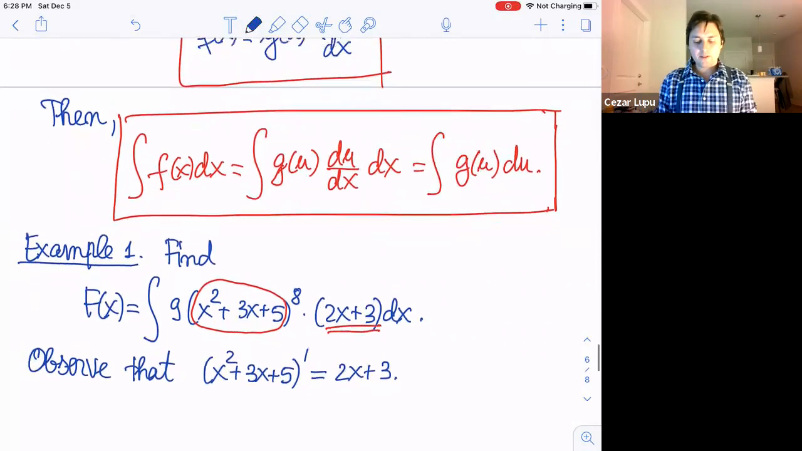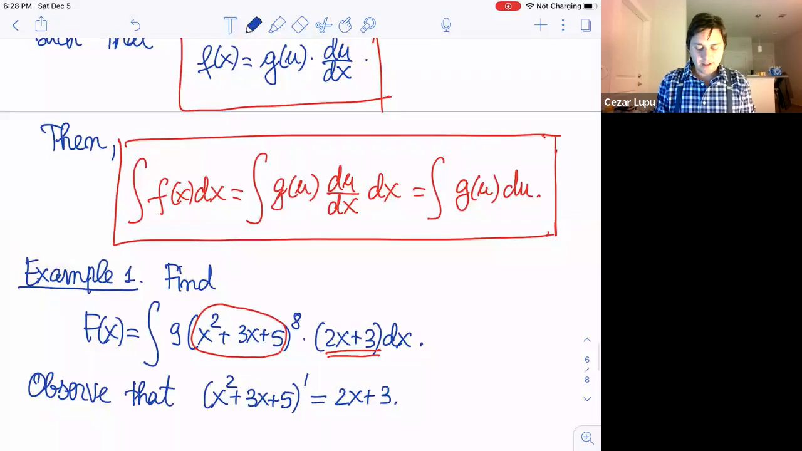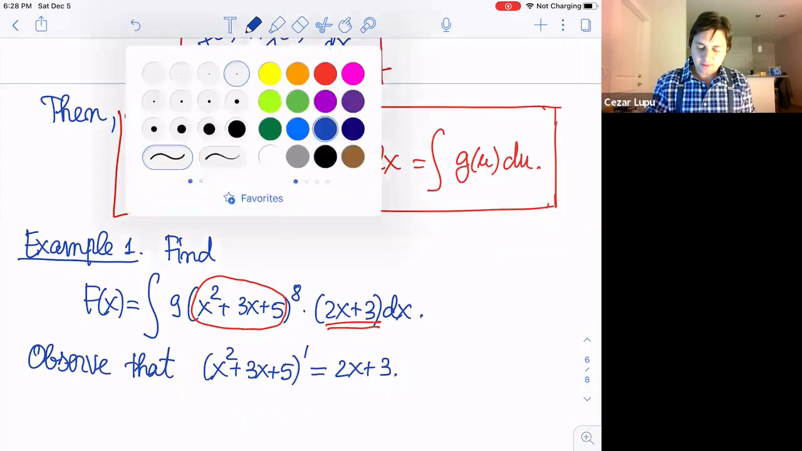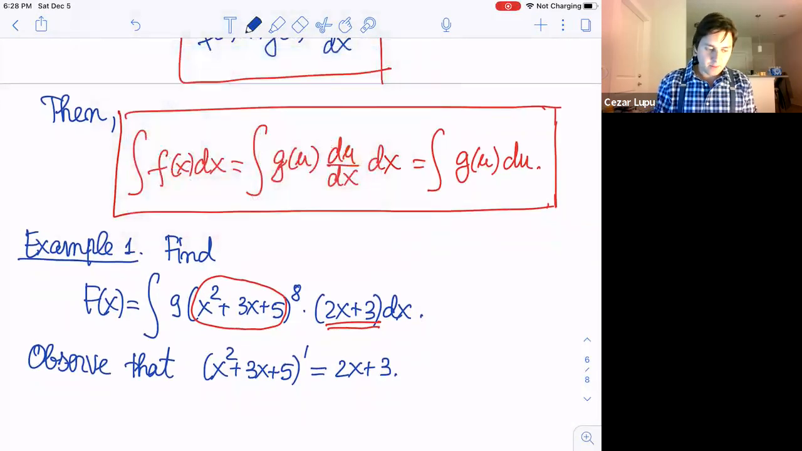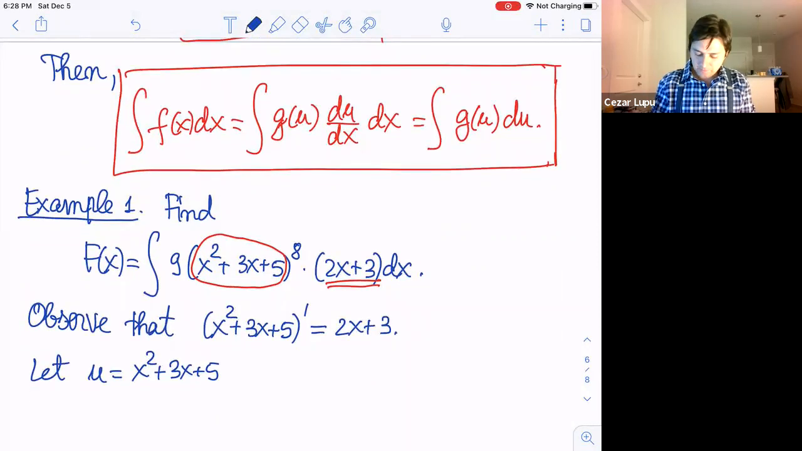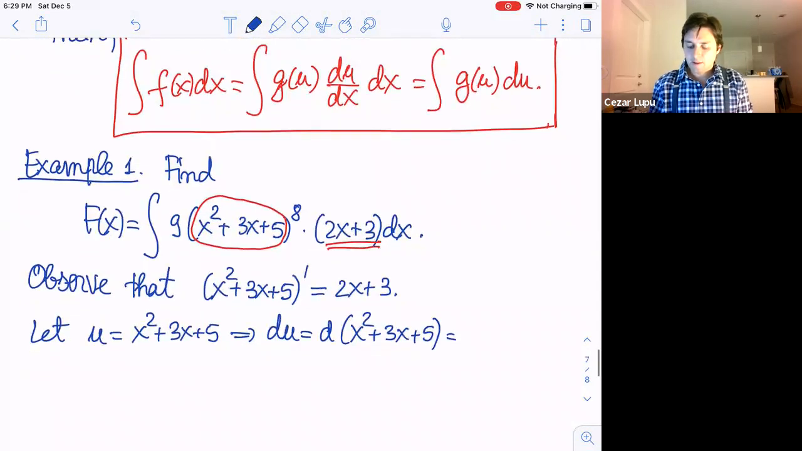Okay, so with this observation in mind, now as you can see, we can perform the u-substitution. So I'm going to write it. We're going to say let u be this guy, x squared plus 3x plus 5, right? And it follows that du, so if we take the differential, this would be d of (x squared plus 3x plus 5), and this would be nothing else than just 2x plus 3 dx, right?